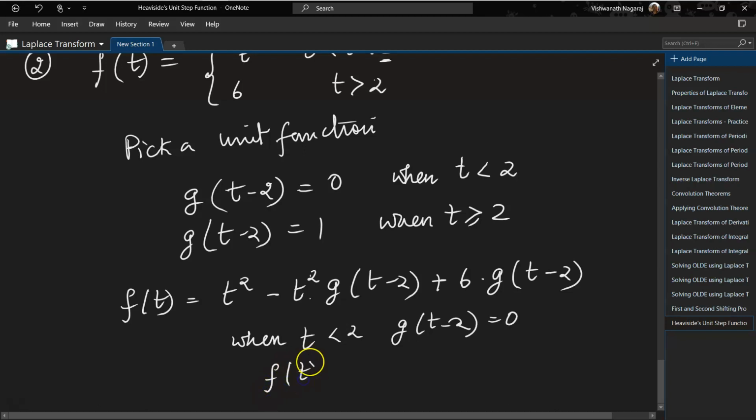So f of t becomes what? t square minus, remember this becomes 0. So this whole thing is 0. This is 0. So this also becomes 0. So which is t square.